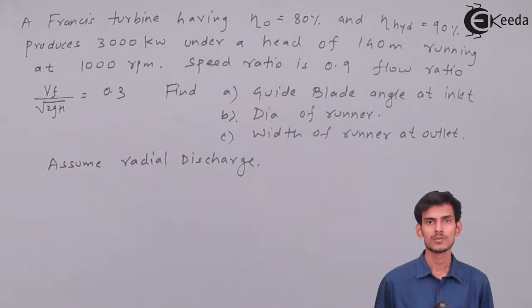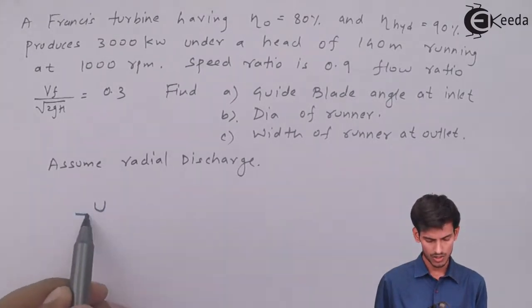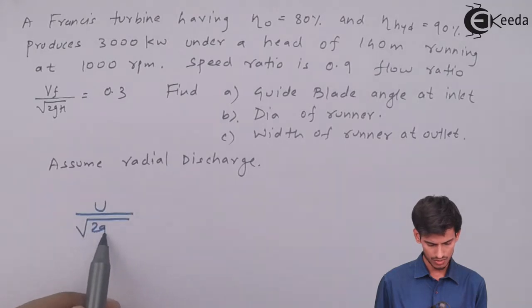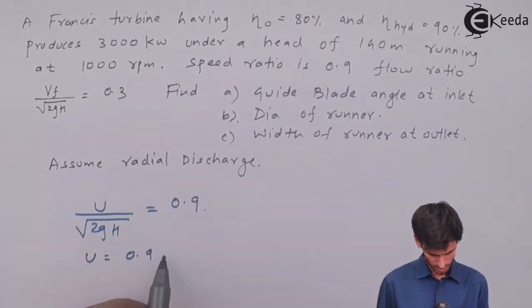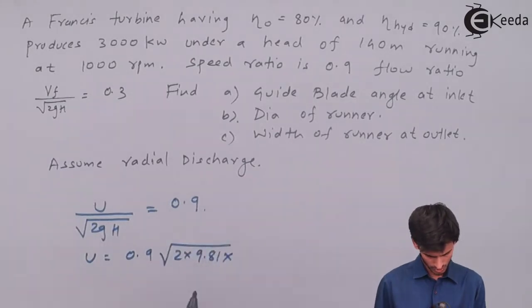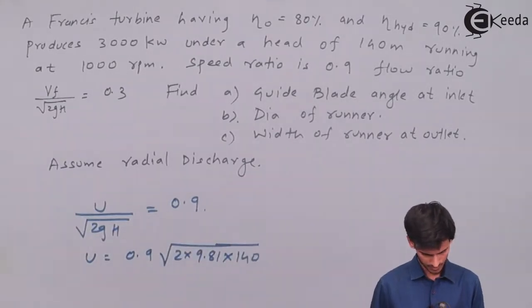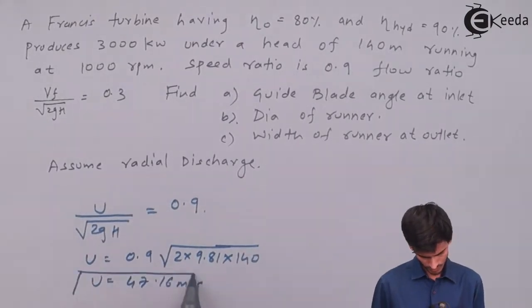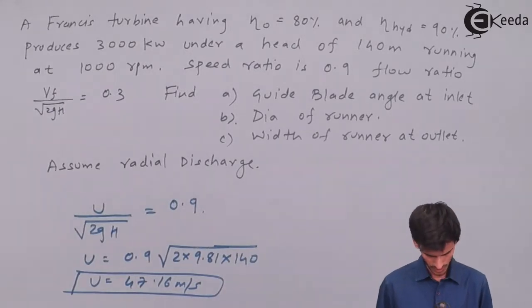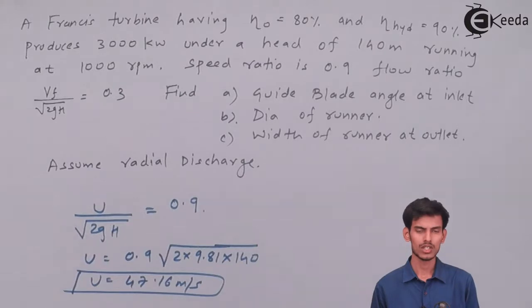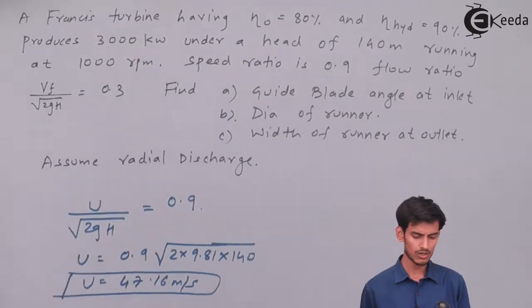The speed ratio is 0.9, which is nothing but u upon under root of 2gh. So the value of u comes out to 47.16 meters per second. So we got the value of u. Next, the question is asking about diameter. Since you know the value of u, you can easily get the diameter.